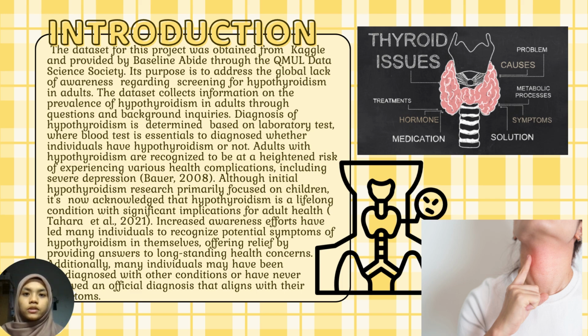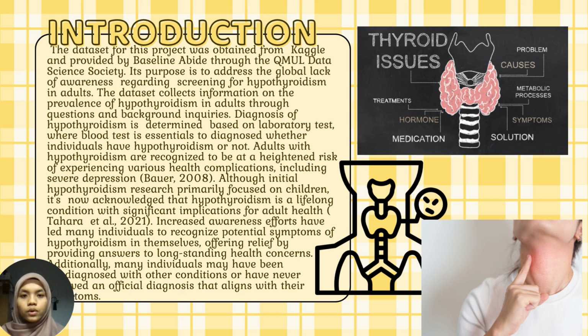The dataset for this project was obtained from Kaggle and provided by Baseline EBIT through the QMUL Data Science Society. Its purpose is to address the global lack of awareness regarding screening for hypothyroidism in adults. This dataset collects information on the prevalence of hypothyroidism in adults through questions and background inquiries. Diagnosis of hypothyroidism is determined based on laboratory tests, where blood test is essential to diagnose whether individuals have hypothyroidism or not.